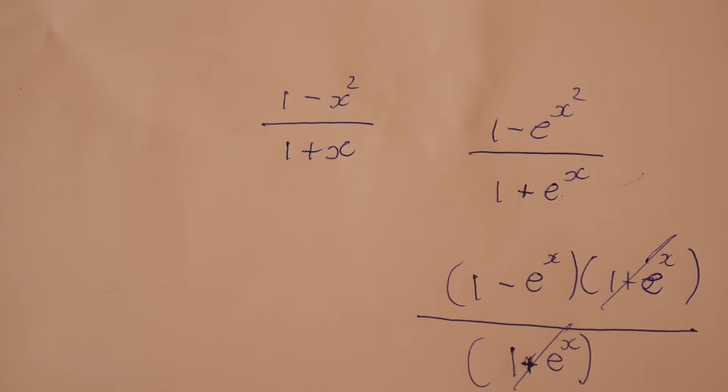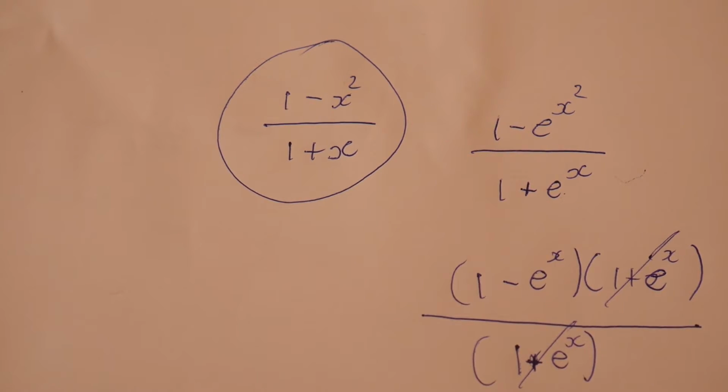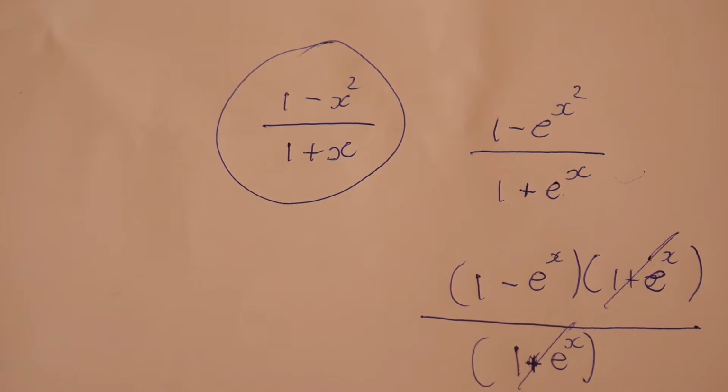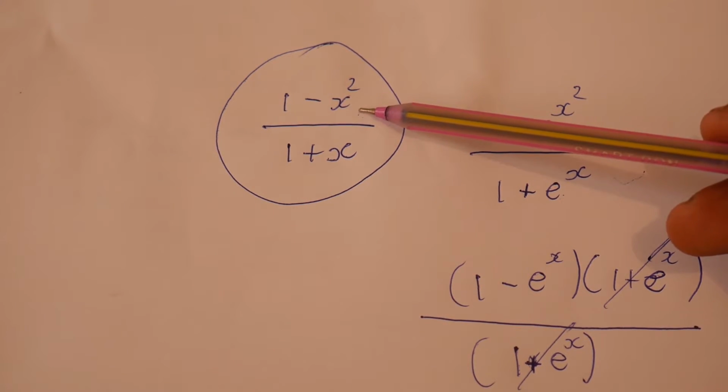This is an example. We have a number and a letter at the top, and a number and a letter at the bottom, but the signs are different. This is a very suspicious candidate. So what would I do? I look to see if there's a difference of two squares. Yes, there is a difference of two squares.